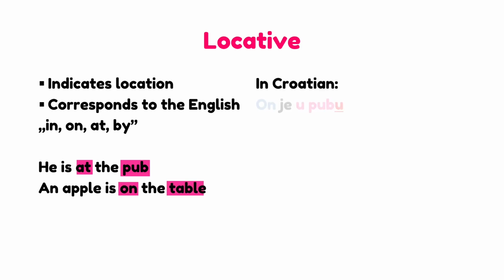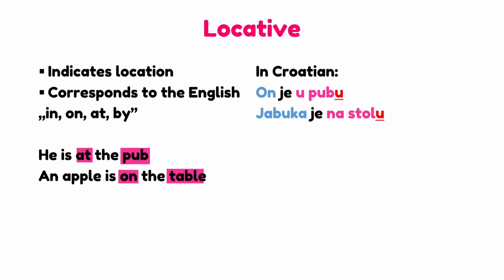So let's look at Croatian again. On je u pubu, he is at the pub. Jabuka je na stolu, an apple is on the table. You can see how the word changes based on its case. Pub would just be pub, and stol would just be table, right? And when you put that ending, it gets a different case, essentially.